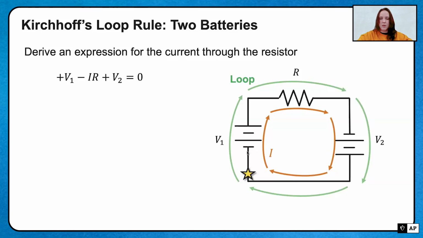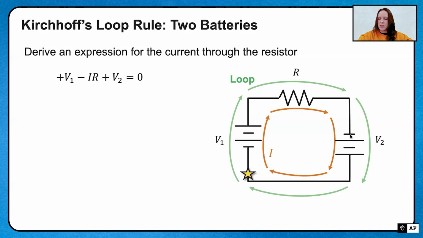Just like last time, I'm going to get a boost from battery number 1. So negative to positive gives me plus V1. Then I hit my resistor, minus IR. So I skipped that Ohm's law step this time. Once you get the hang of it, you can do that too. So minus IR through this resistor.